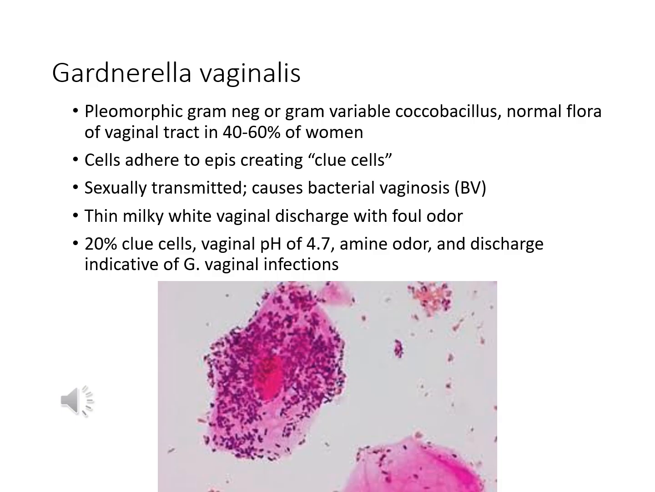Women will present with a thin, milky white discharge with a notable foul odor. A lot of times we won't even culture this because if we see 20% clue cells and we can determine the vaginal pH is 4.7 with that amine type odor, along with the physician's notation of the vaginal discharge, that's good enough for diagnosis, and they don't actually need to do a culture.